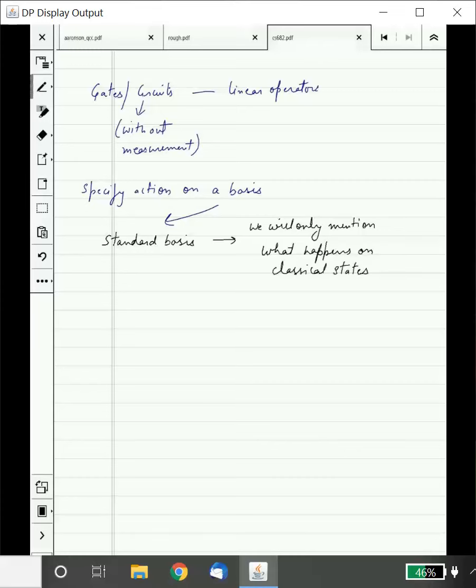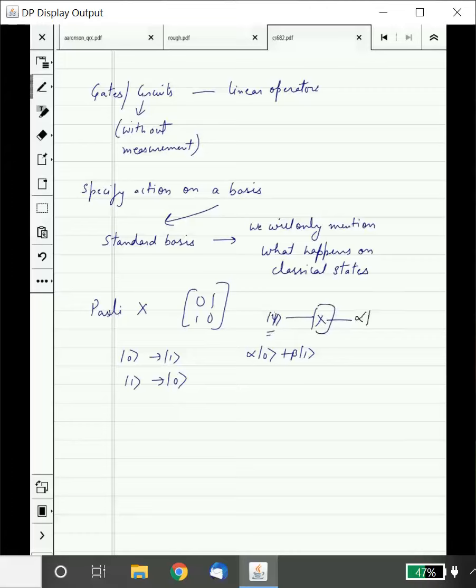For example, if you take the Pauli X matrix, remember its representation was 0, 1, 1, 0. I would just say that it takes state 0 to 1 and 1 to 0. That is good enough to tell me the entire Pauli X matrix. In general, if this is the state given as an input to the X operator and we apply X, the answer would be alpha |1> plus beta |0> by linearity. This is a simple example. You can convince yourself what happens in the case of the CNOT gate.